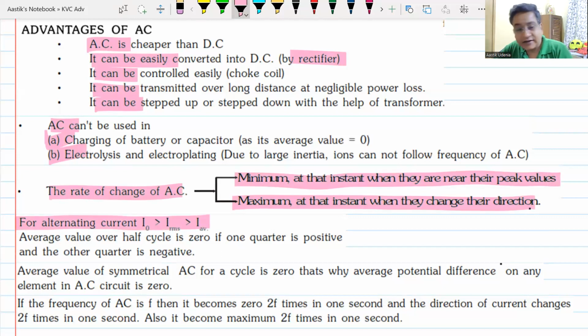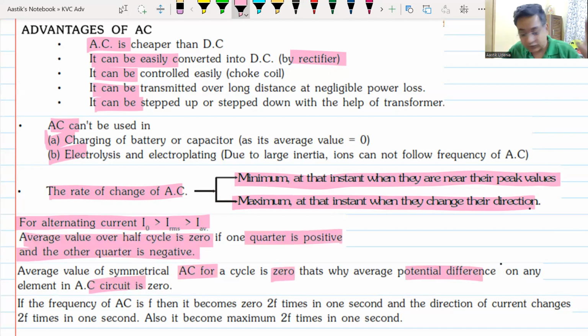For the alternating current, I naught is greater than I RMS, which is greater than I average. Remember, whenever we talk about I average, we are talking about the average value over half cycle. The average value over a full cycle is 0 since one half is positive and the other half is negative. So you can have an AC where one half is positive and the other negative; in that case it will become 0. Do we understand this? Yes, sir. The average value of AC for a cycle is 0. Therefore, the average potential difference will also be 0. And if the frequency of voltage becomes twice, the frequency of current will also become twice. Do we understand all these points? Simple points. Note them down fast in whatever language you feel comfortable.